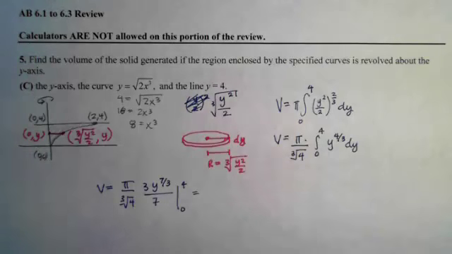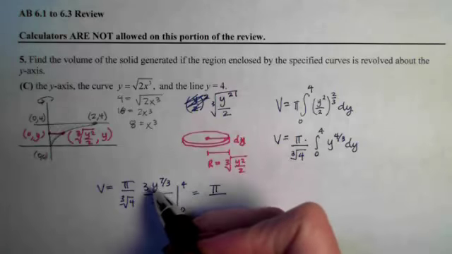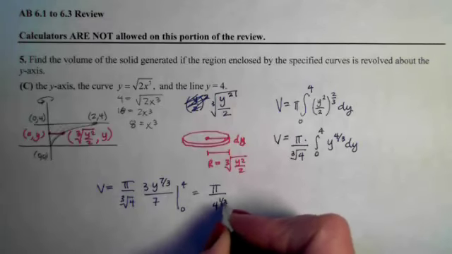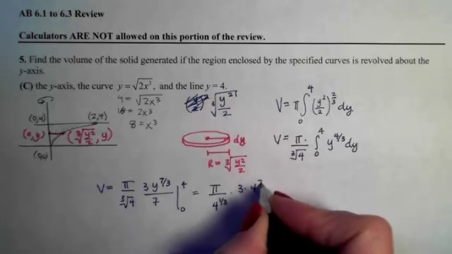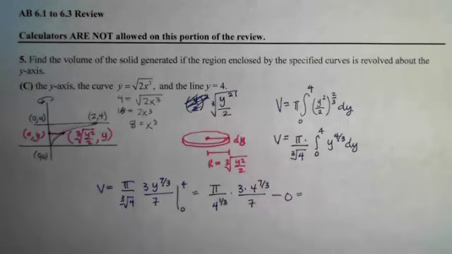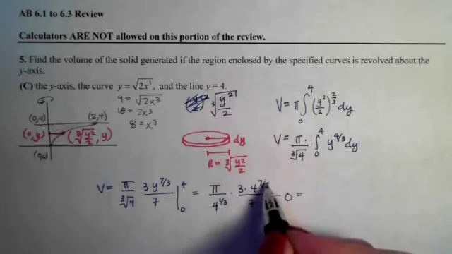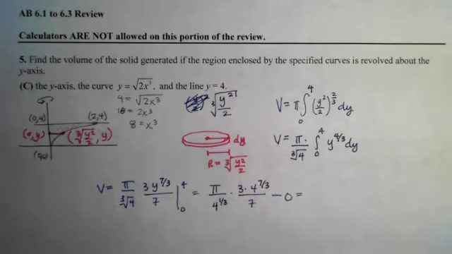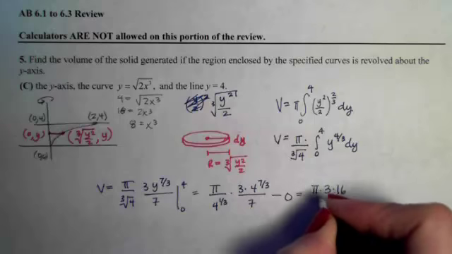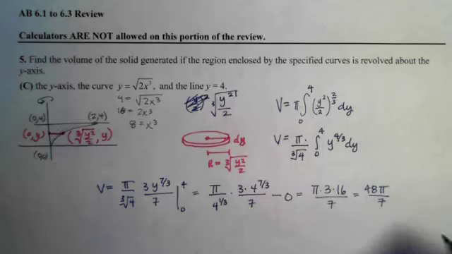So I would plug in the 4 first. So I'll have a pi over, since I'm going to be plugging in 4s and I have a 4 down here, I might just rewrite that with the power. So that's 4 to the 1/3, and then I have a 3 times a 4 to the 7/3, and on the bottom I have a 7. Then I'll subtract 0. So let's simplify this. A 4 to the 7/3 over a 4 to the 1/3. I'm going to subtract those exponents, so I'll get 4 to the 6/3, which is actually a 4 squared. So I have a 4 squared, which is 16, over 7, so I end up with 48 pi over 7.